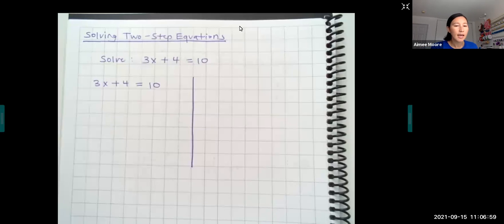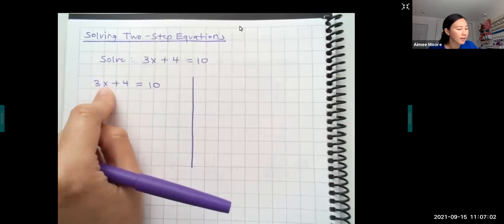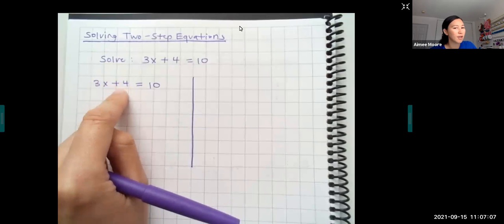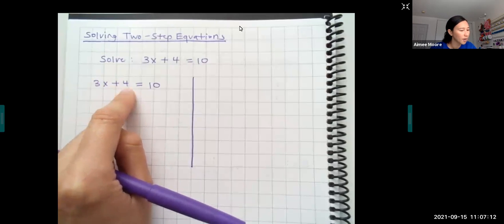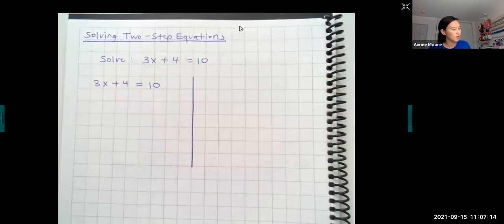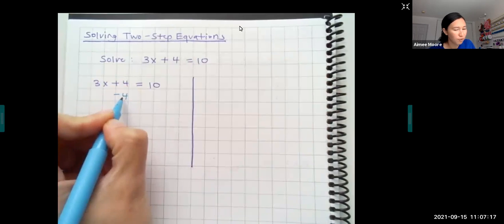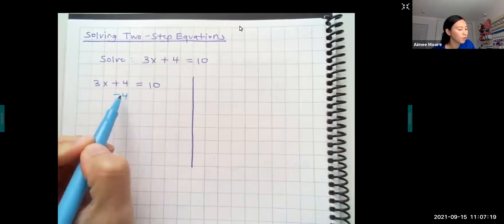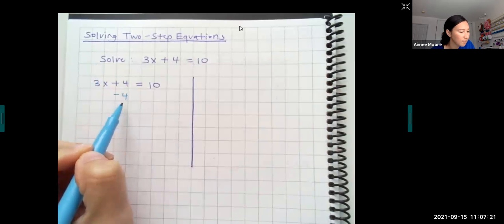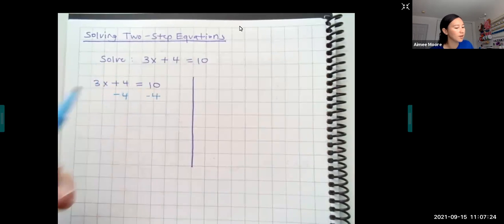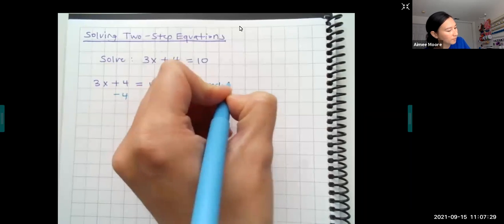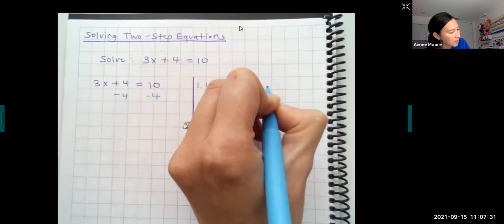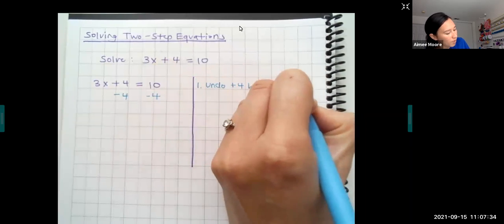So to get started, we're trying to get x all by itself. We're trying to solve for x. So the first thing we need to do is get rid of this plus 4. So the inverse operation, if we want to cancel out a positive 4, is to subtract 4. And we can't just subtract 4 from one side. Whatever we do to one side of the equation, we have to do to the other side. So step 1 is we are going to undo positive 4 by subtracting 4 from both sides.